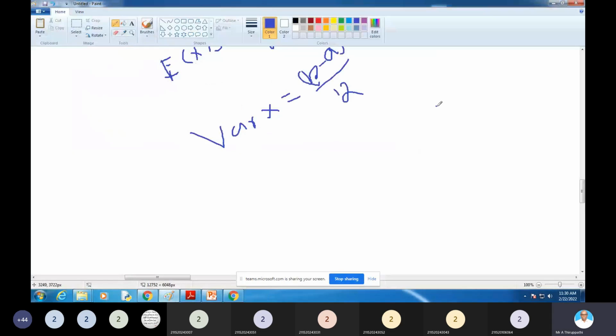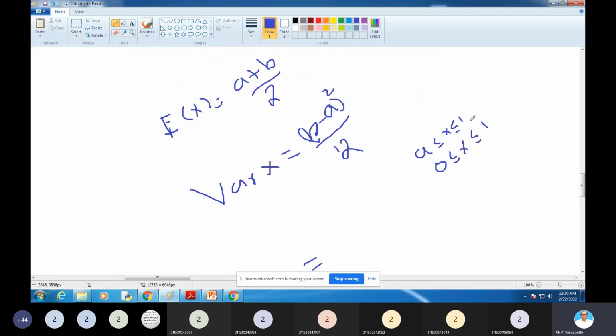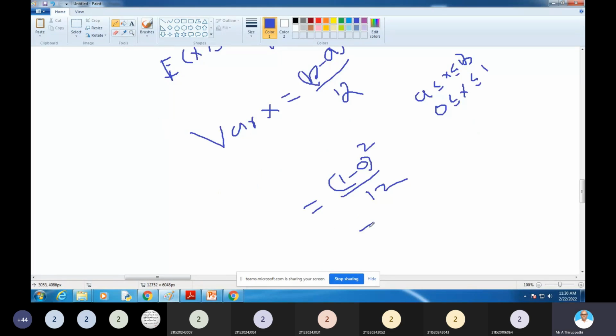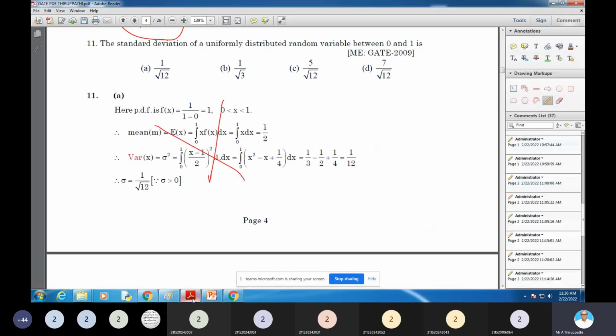So 0 less than or equal to x less than or equal to 1, like a less than or equal to x less than or equal to 1. Variance is equal to (b minus a) whole square by 12. Here b is equal to 1, so 1 minus 0 the whole square by 12 is equal to 1 by 12. So the variance of the uniform distribution is 1 by 12.